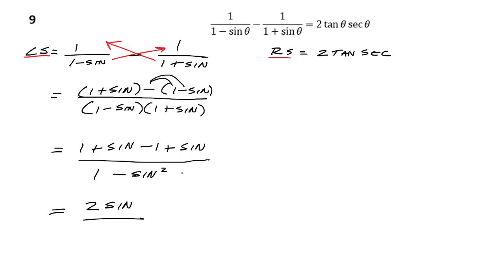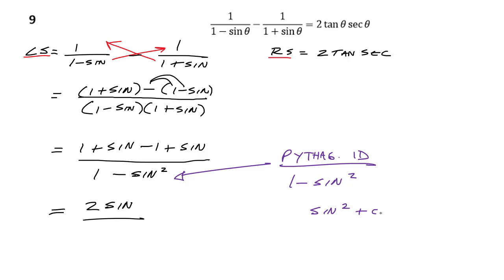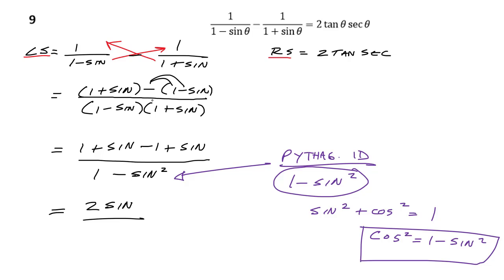This is where, once again, you require the Pythagorean identity. Now we've seen it 3 questions in a row, so we should start getting used to looking for this. 1 minus sine squared. Remember, the Pythagorean identity says sine squared plus cos squared equals 1. So if I isolate cos squared, I would get 1 minus sine squared. So we can replace that with cos squared. Let's just replace that whole denominator and write it as cos squared.